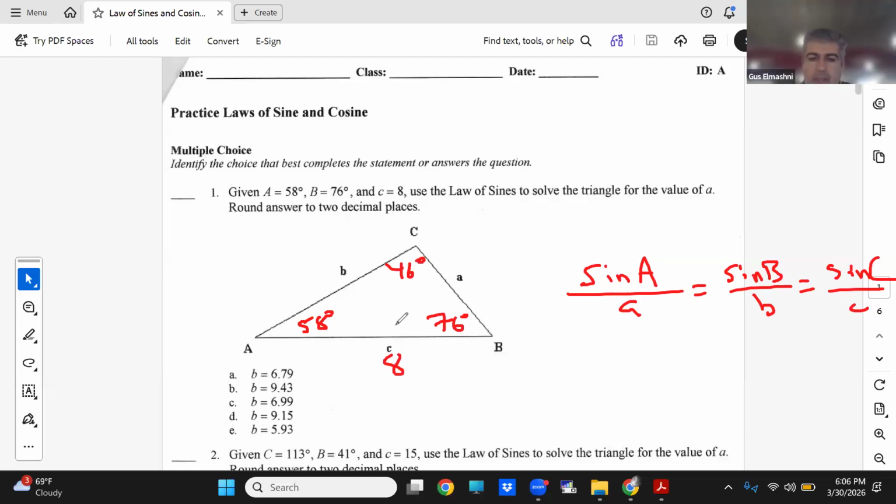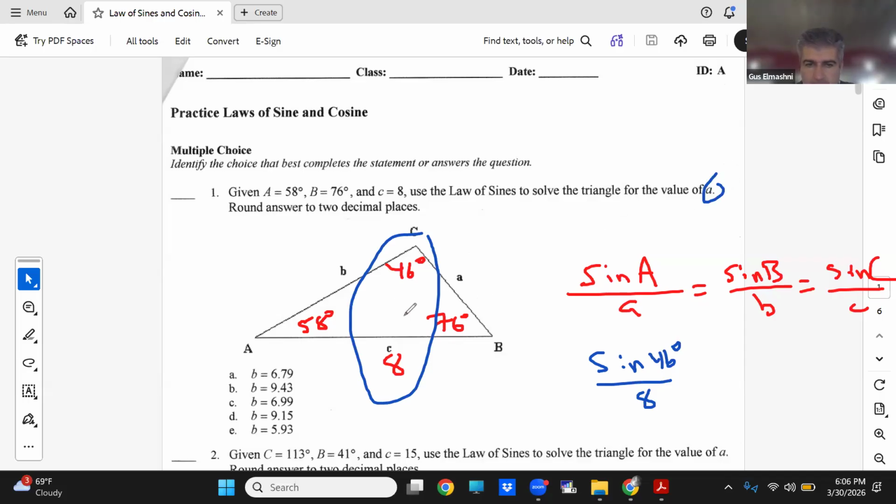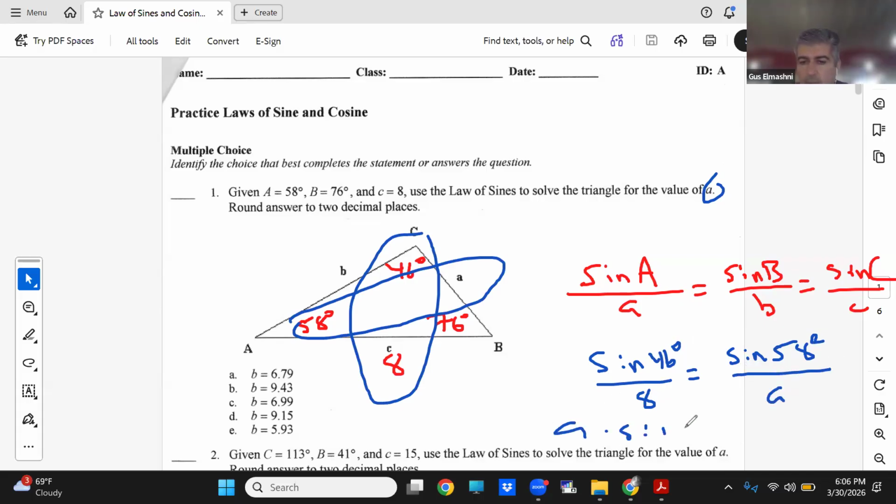And that's 8. So what you do is you already know that 46 and 8 go together. So you write that out, and they're asking us to solve for little a. So 58 and little a go together. And then you use a calculator to work it out, or you can cross multiply first if you want to wait till the end to use the calculator.